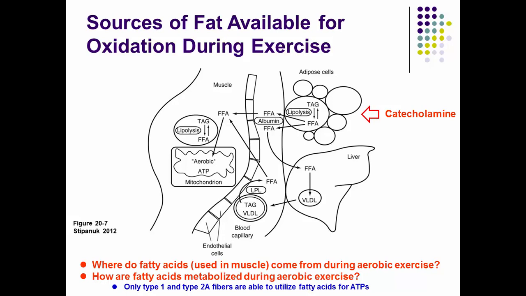A similar question that I hope you will be able to address: where do fatty acids used in skeletal muscle come from during aerobic exercise? The three sources are adipose tissue lipolysis, intramuscular triglyceride lipolysis, and the triglyceride in VLDL released by the liver. And I want to point out that adipose tissue is a major source of fatty acids during exercise.